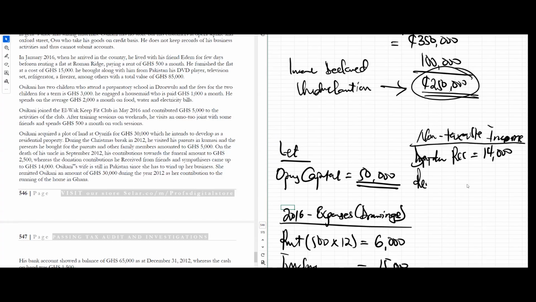Remittance from wife, is it taxable or not taxable? It's not taxable. How much was that? She remitted 30,000, to her husband. Okay.